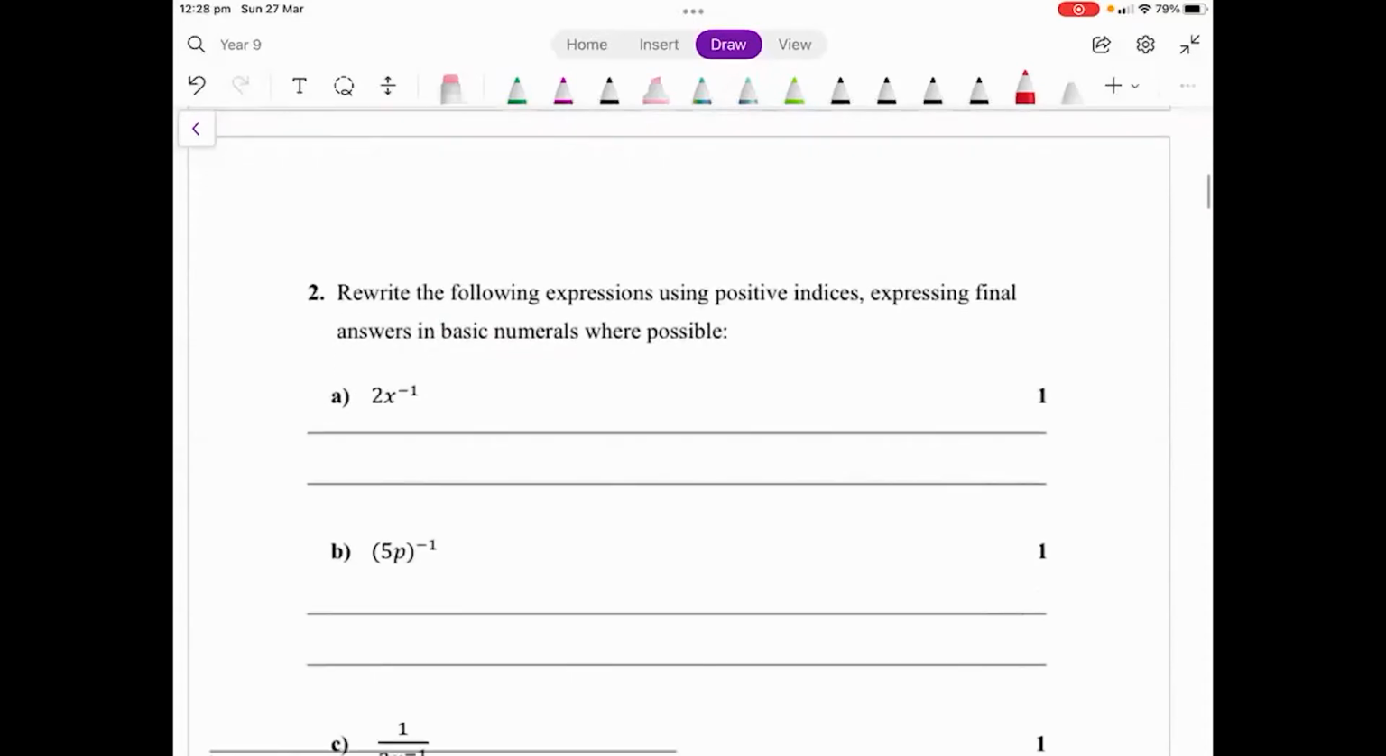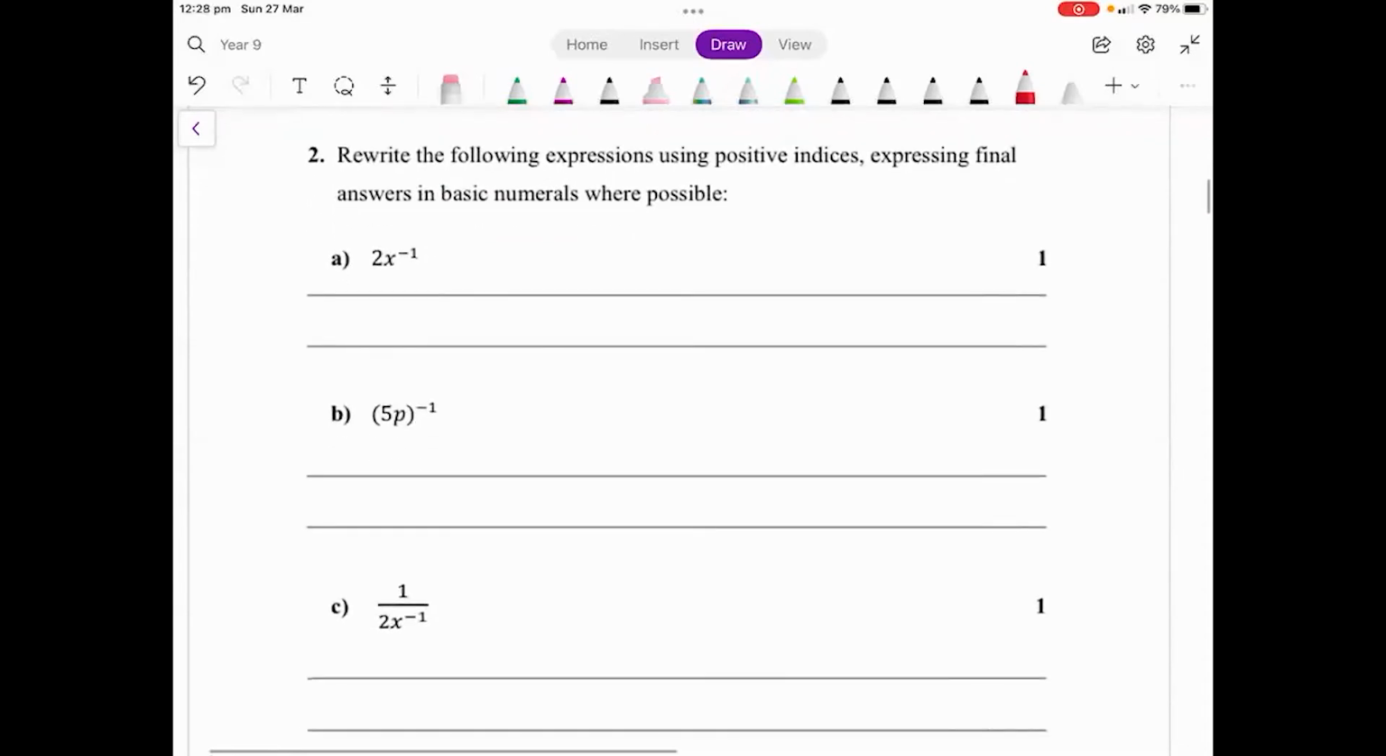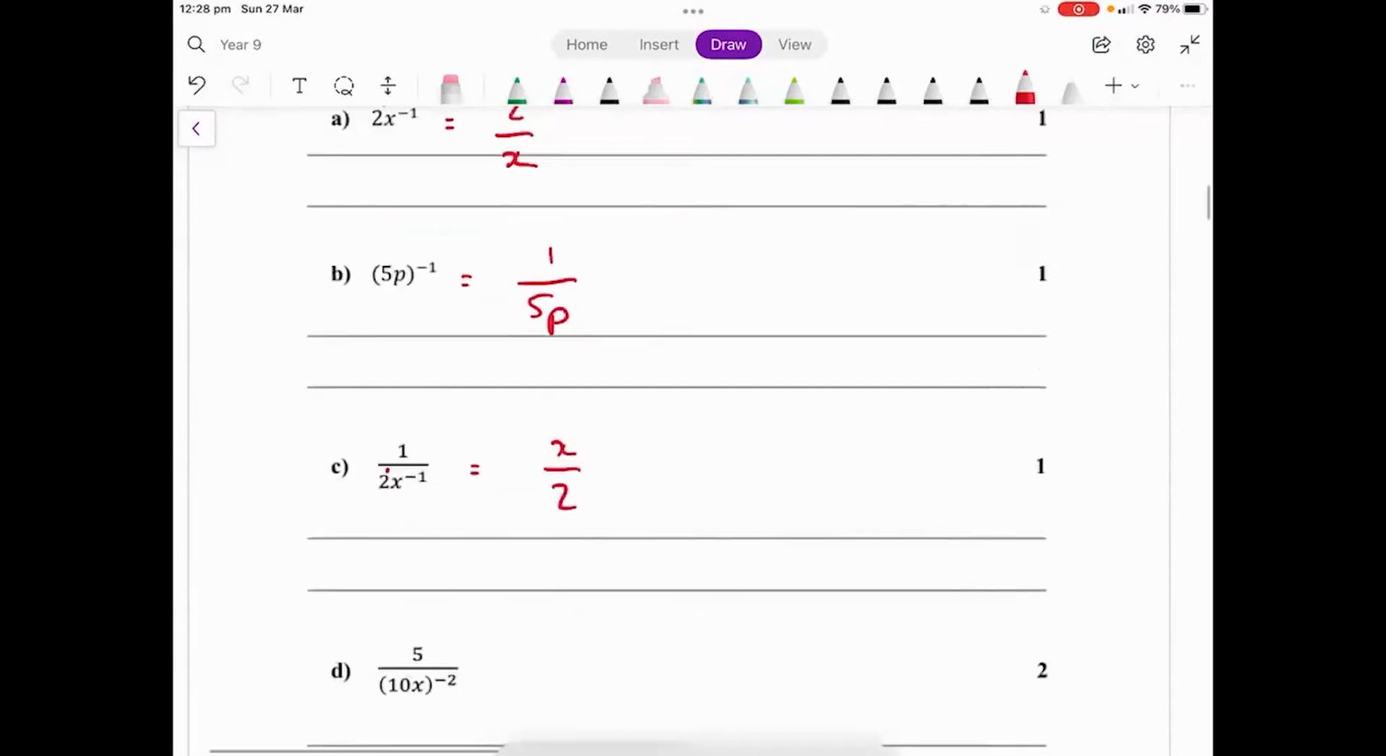Question 2, only the x has a negative indice, so only the x gets moved to the denominator. That gives us 2 over x. Question B, the whole thing has a negative power. That means all of 5p gets moved to the denominator. That becomes 1 over 5p. Question C, once again, only the x has a negative power. So only the x gets moved from the denominator to the numerator. That gives us x over 2.